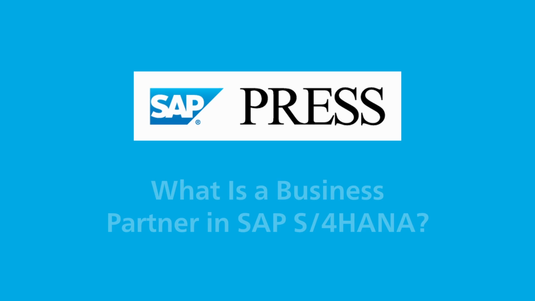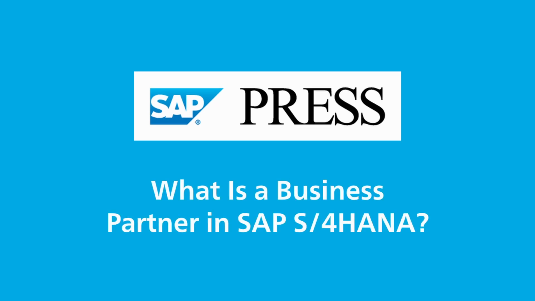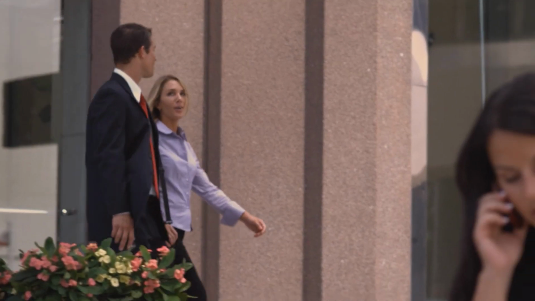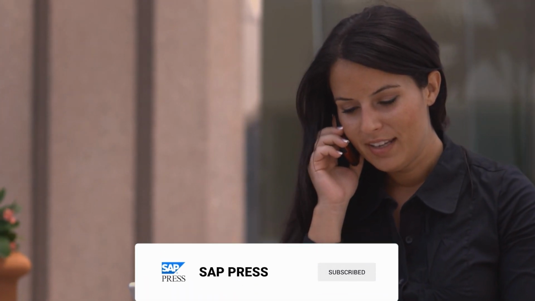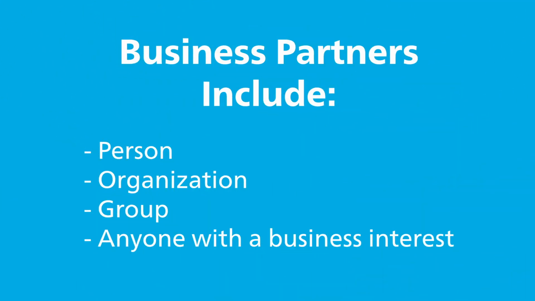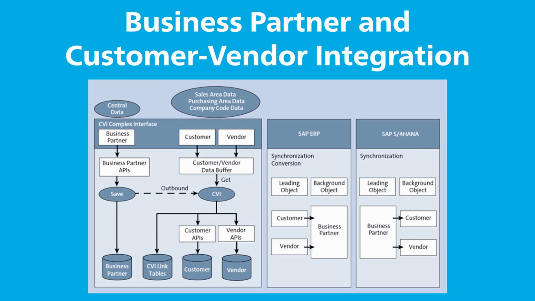Business partners are a new concept in SAP S/4HANA, representing the highest level data element. The business partner is the most used master data element for almost all functions in SAP S/4HANA. It represents a person, an organization, or a group that has some business interest. A business partner can be a vendor and a customer at the same time.